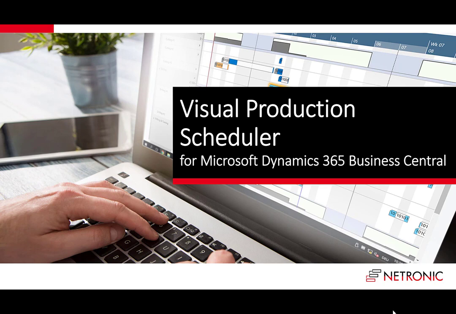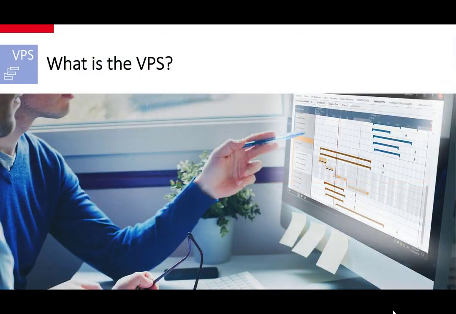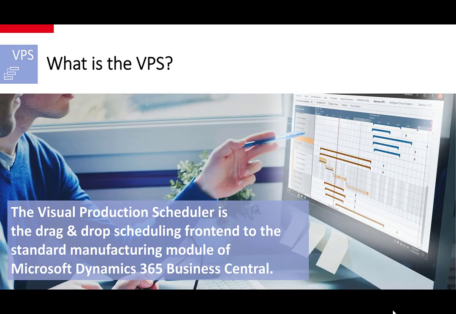This is an introduction into the Visual Production Scheduler for Microsoft Dynamics 365 Business Central. The VPS, the Visual Production Scheduler, is the drag-and-drop scheduling front-end to the standard manufacturing module of Microsoft Dynamics 365 Business Central. In this video, I will demonstrate the VPS with a typical use case, how many of our customers work with the product. After that, I will summarize the benefits, the key features, and make some final comments on the availability of the VPS.